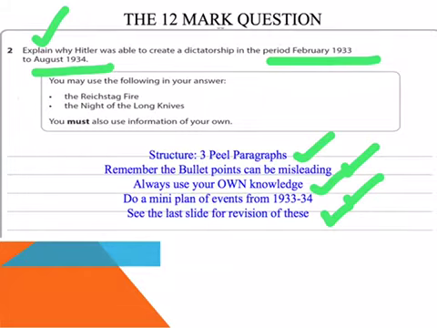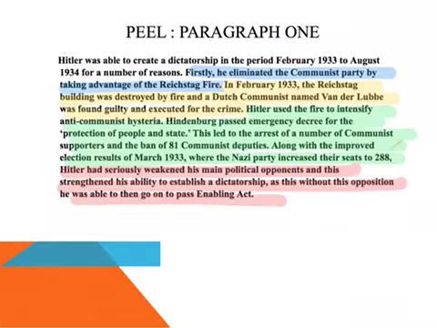Let's see then how we'd approach an answer to say why Hitler was able to create a dictatorship in this period. Let's have a look at this PEEL paragraph. Hitler was able to create a dictatorship in the period February 1933 to August 1934 for a number of reasons. The paragraph starts with a clear focus on the question. Firstly, he eliminated the Communist Party by taking advantage of the Reichstag fire.